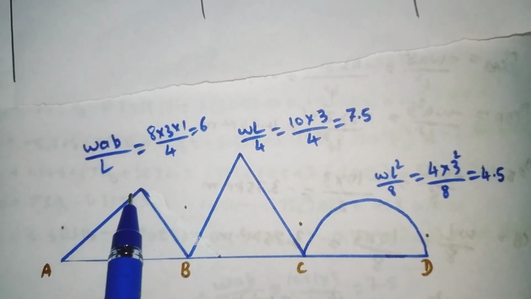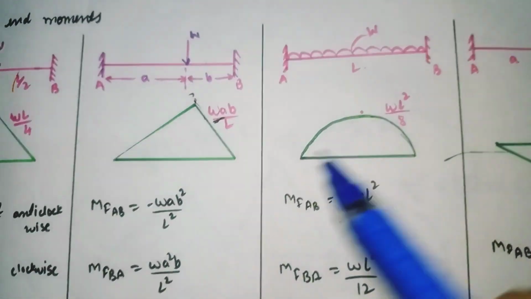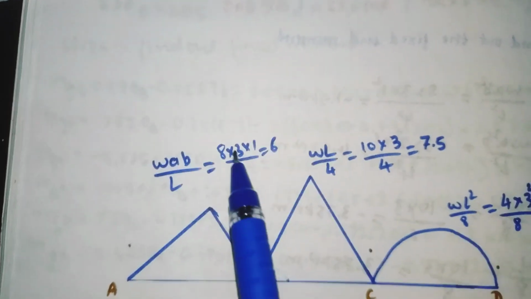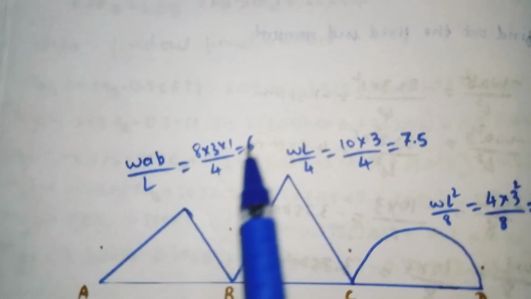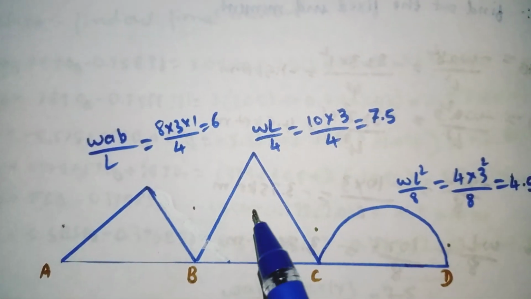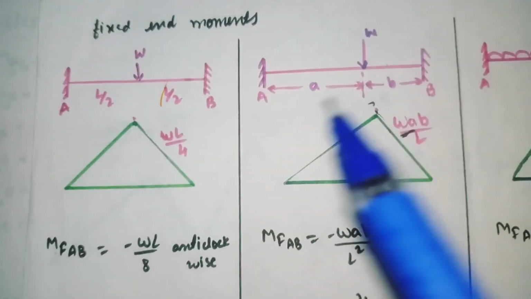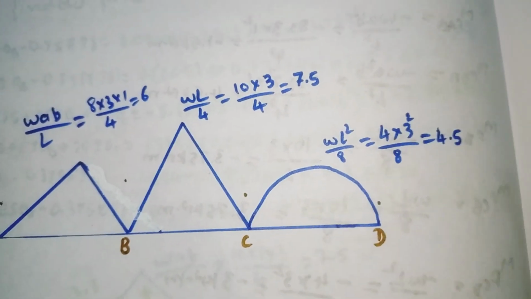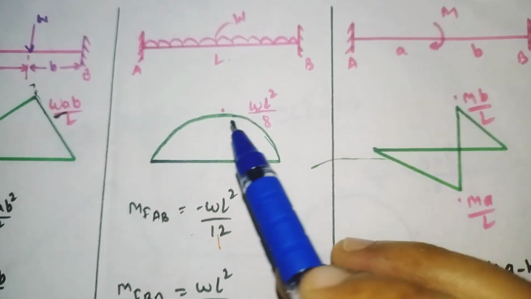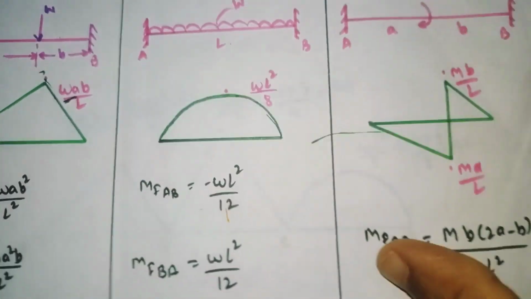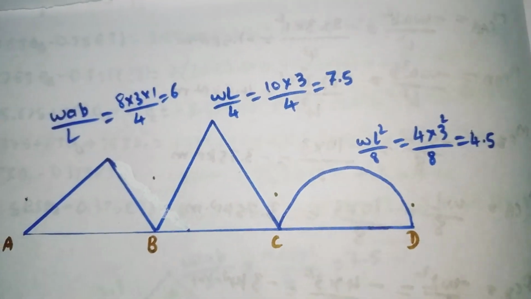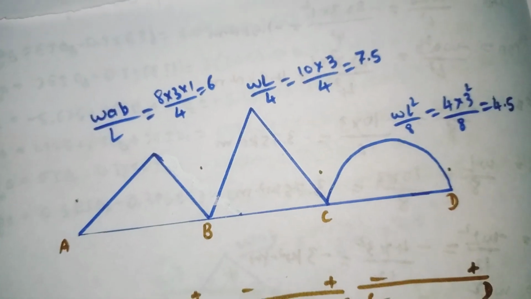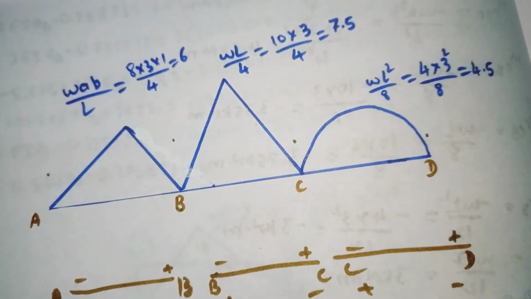Now to find out the maximum height of this, we have the formula WAB divided by L. I have written all the values. By simplifying, the maximum height will come out as 6. For the point load, the formula to find the maximum height is WL divided by 4. I have written it here. Substituting all the values, it will come out as 7.5. Similarly for this parabola UDL, to find the maximum height we have the formula WL square divided by 8. Substituting all the values, it will come out as 4.5. So this is our free body diagram. Now we'll go for the net bending moment diagram.